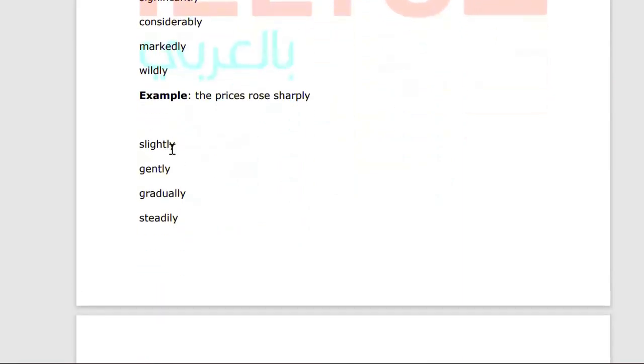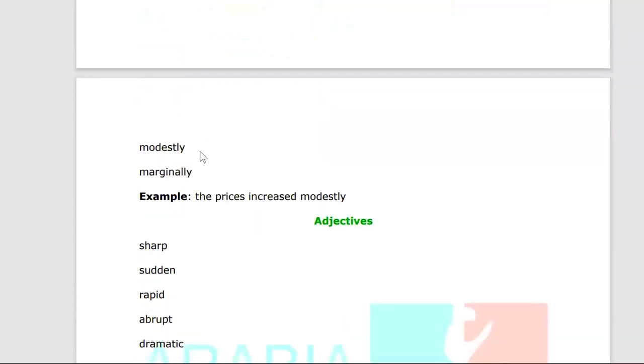So also you've got slightly, if it's a little bit, gently, a little bit, gradually, by step by step. Steadily, modestly is the same thing as well. Marginally, it's going down or going up gradually. Okay, so step by step as well.